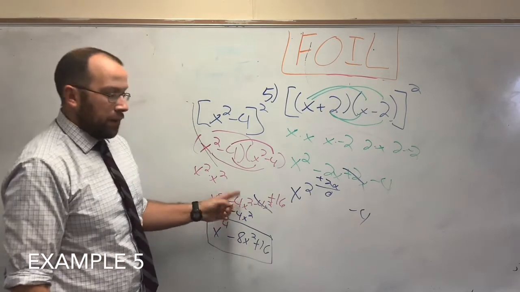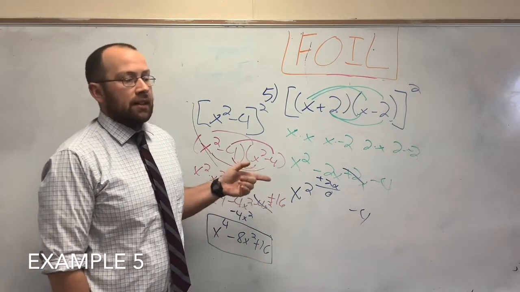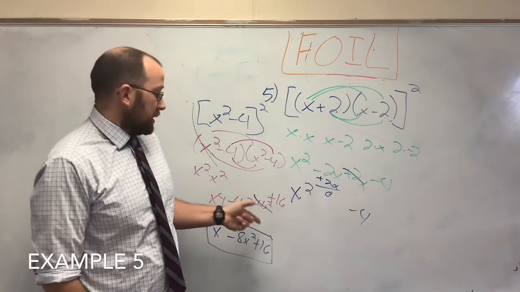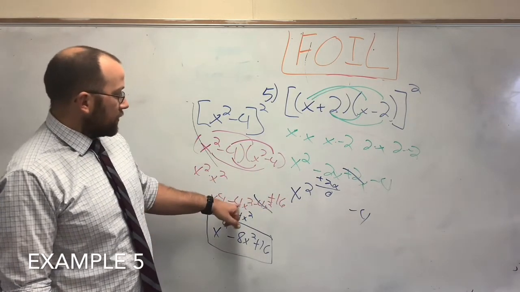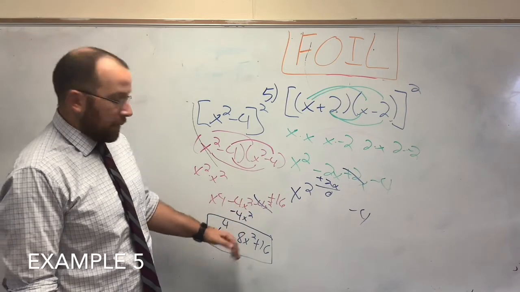Make sure that when you add those like terms in the middle, you add the coefficients, but you do nothing to the exponents. They just have to be the same. Don't get a negative 4x to the fourth and then combine it with that.